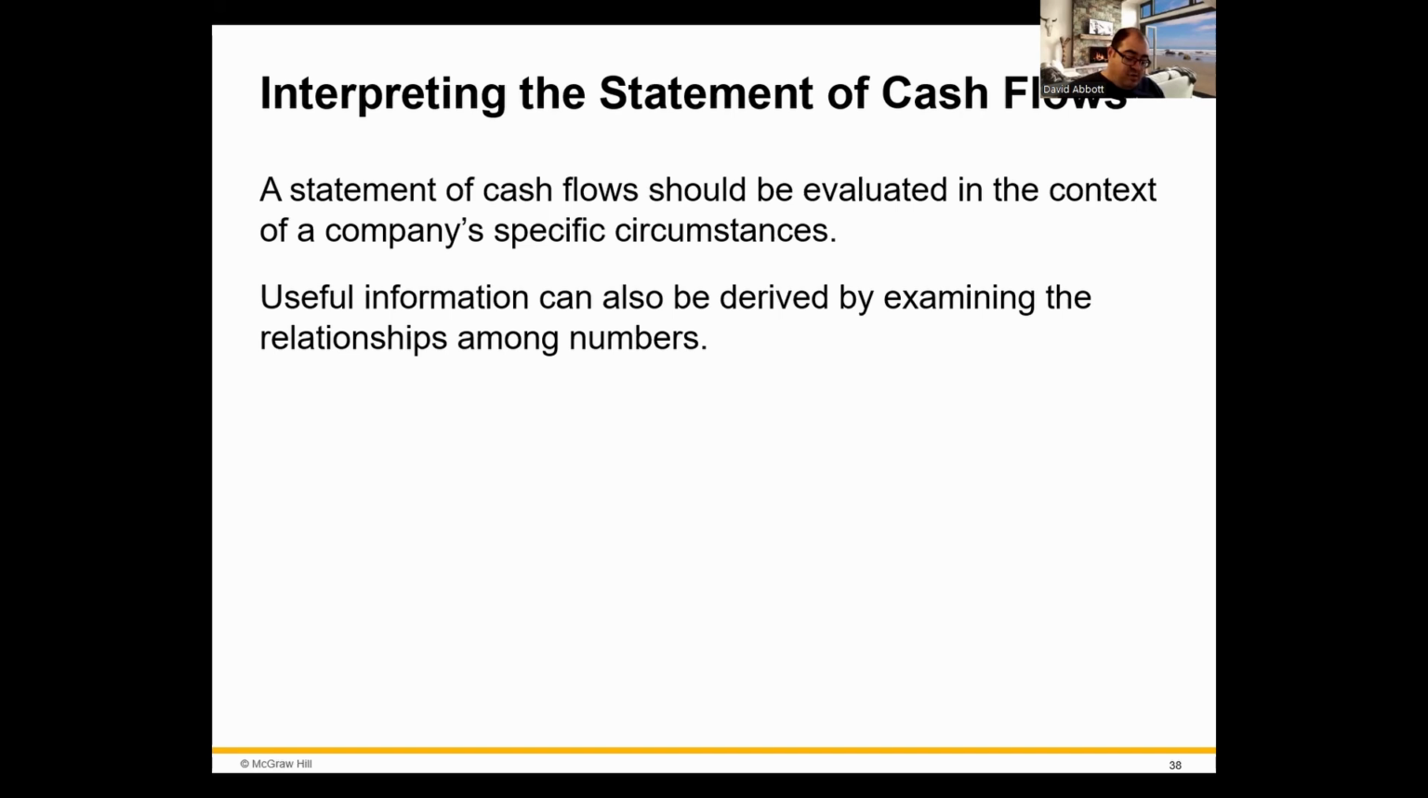Consider the relationship among the numbers. Some managers study their cash flow trends in cash flow margins by comparing net cash provided by operating activities to sales. Managers also compare the net cash provided by operating activities to the ending balance of current liabilities to see if they are generating enough cash flow to pay their bills at the end of the period.